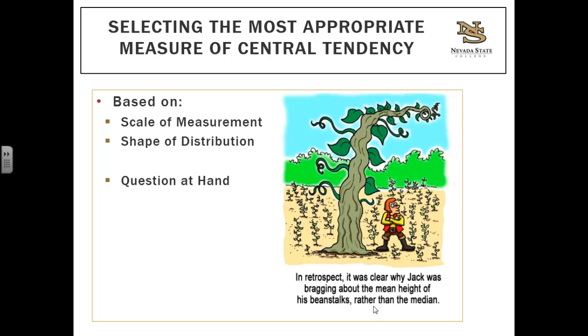But on a purely descriptive level, if you just want to summarize your data really quickly and report it with a numeric measure, you need to consider your scale of measurement and the shape of your distribution before you select your measure of central tendency. So we always prefer the mean, but sometimes the mean is not appropriate.